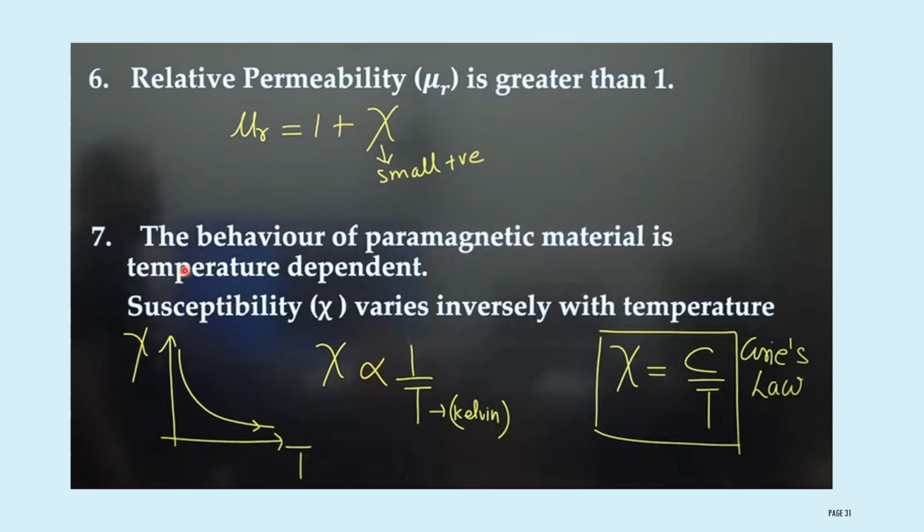Seventh property, the behavior of a paramagnetic material is temperature dependent. Susceptibility varies inversely with temperature. Susceptibility is inversely proportional to the temperature. SI unit of temperature is Kelvin. Look at the graph here between zeta and T. You will get a graph like this. This indicates zeta is inversely proportional to temperature. Then if you remove the proportionality sign, zeta is equal to C by T. This one we call Curie's law.